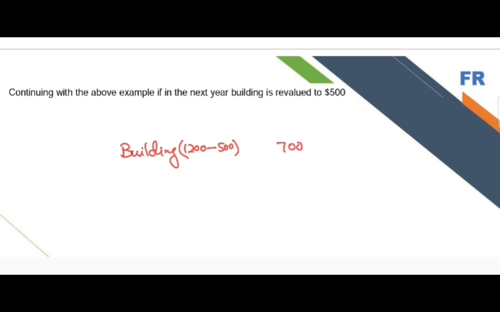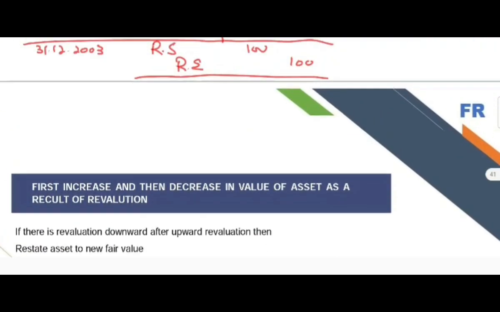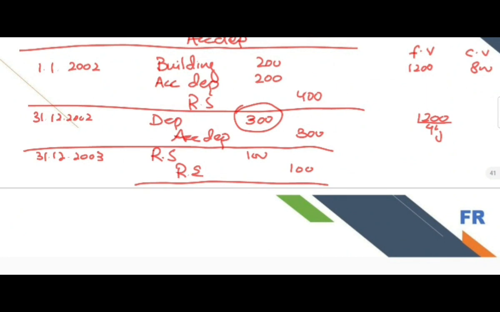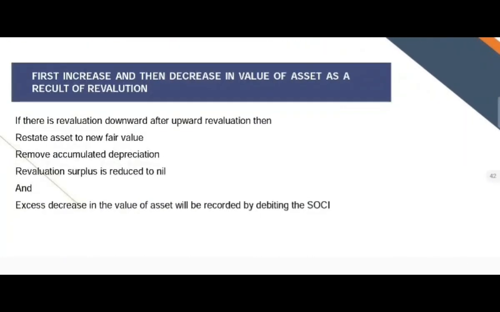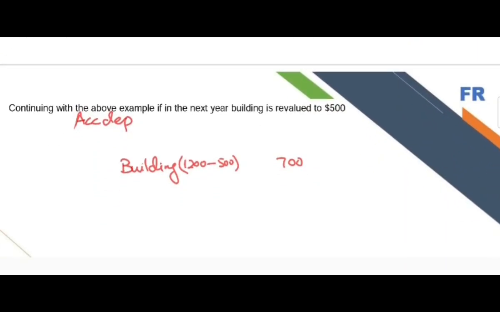Now the next step is to record the accumulated depreciation. Remove the accumulated depreciation. Accumulated depreciation means depreciation charge in the previous year, and in the previous year the depreciation charge is 300. So this depreciation charge would be removed by debiting it.